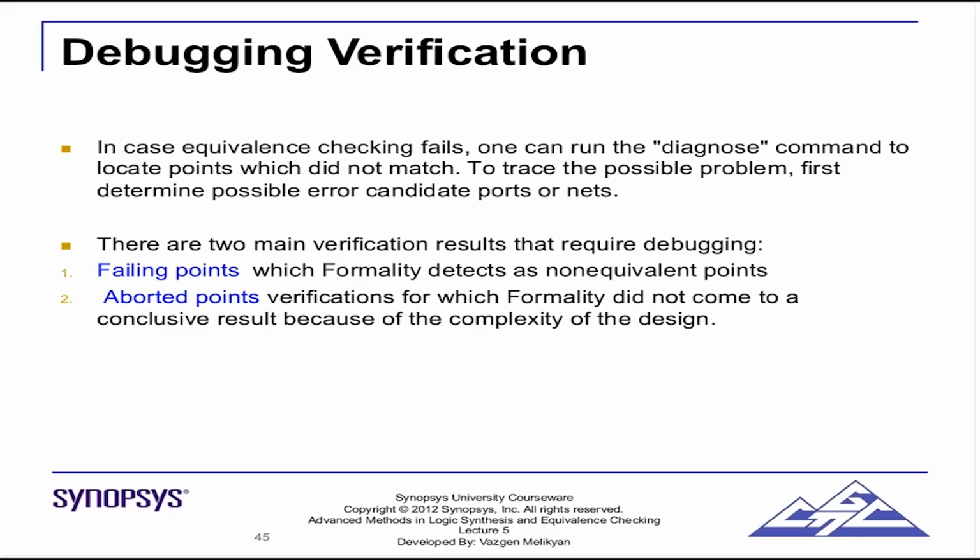Now let's come to debugging. Obviously, debugging only makes sense once you have some experience in running Formality, but these slides will help you in future also. So in case equivalence checking fails, Formality has a command called diagnose. There are two main verification results that require debugging. One is failing, other is aborting. If something failed, or if any point is aborted, that means it is not conclusively equivalent. Then you can debug. You can switch on the diagnose command and help Formality debug it.